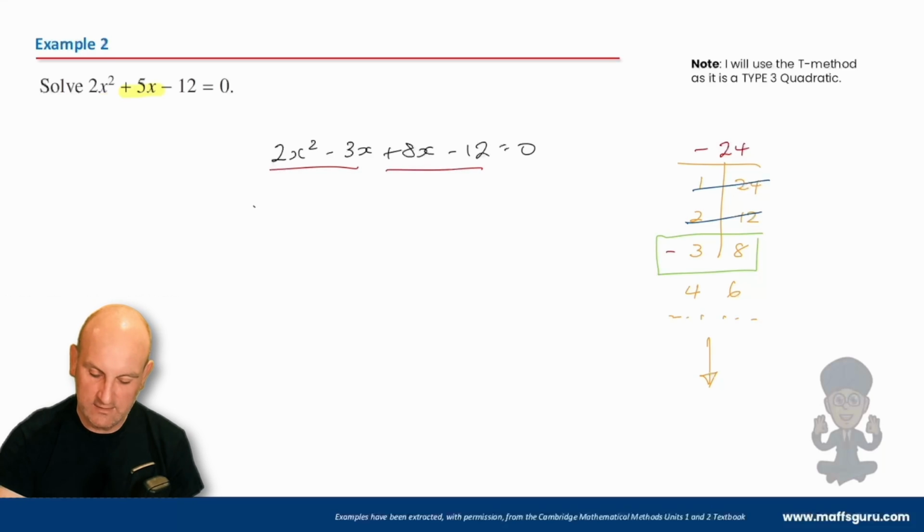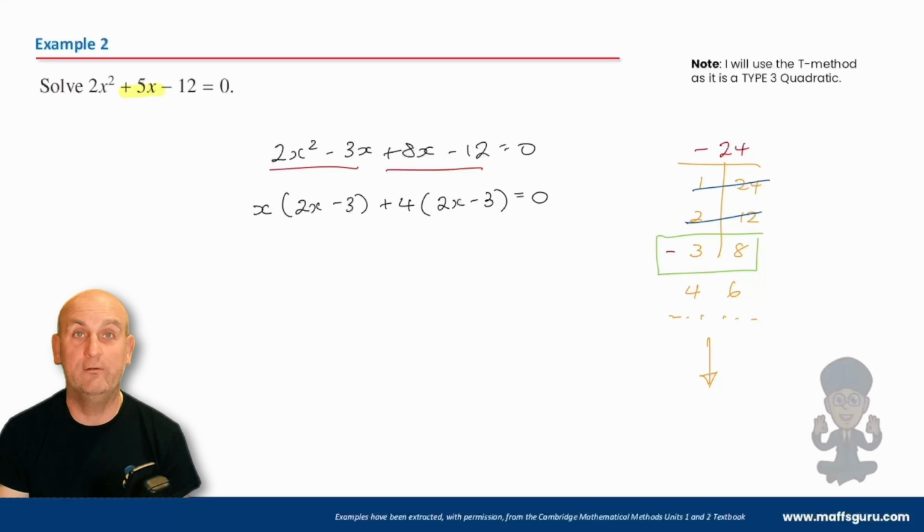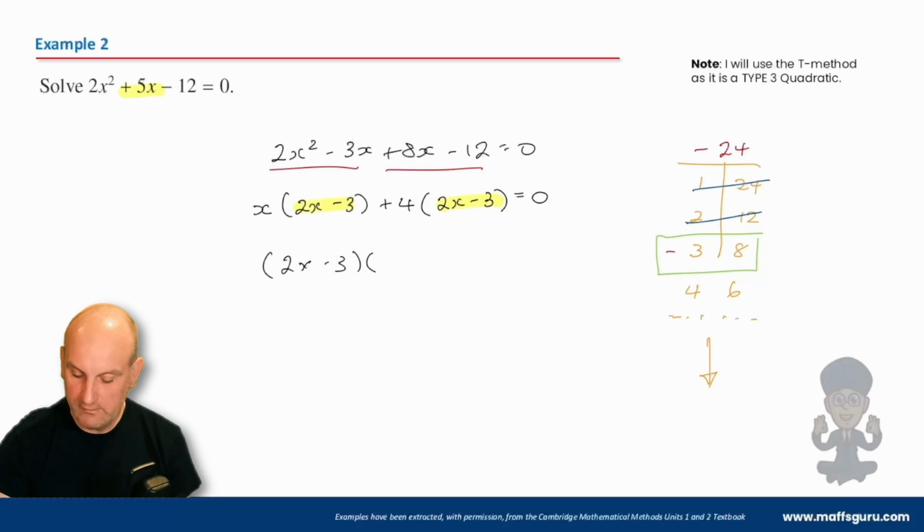Well, the highest I can take out of there is x. So that's going to give me 2x minus 3. The highest I can take out of plus 8x minus 12 is going to give me 4. So positive 4. It gives me x. Oh, no, it doesn't. It gives me 2x minus 3 equals 0. And again, if you've been watching the previous part of this video, I now know categorically this has to be correct because those two brackets there are exactly the same. So I factorize again. I take outside the 2x minus 3 and I write inside what is left, which just so happens to be the x plus 4 equals 0.